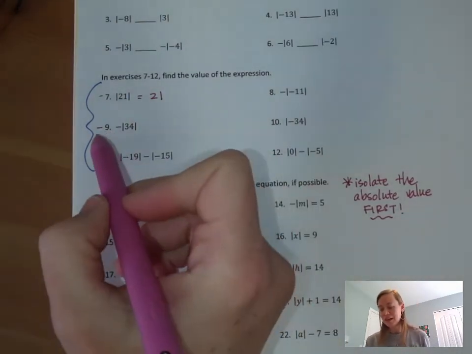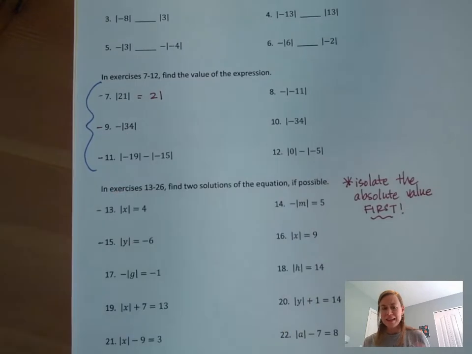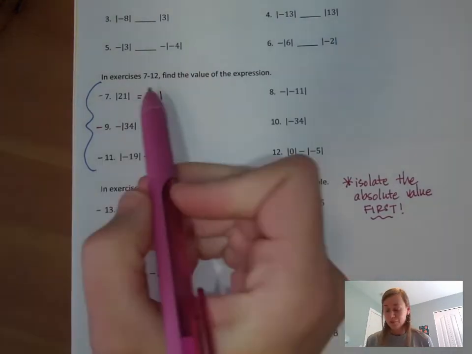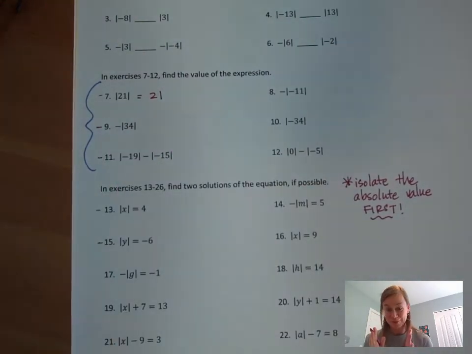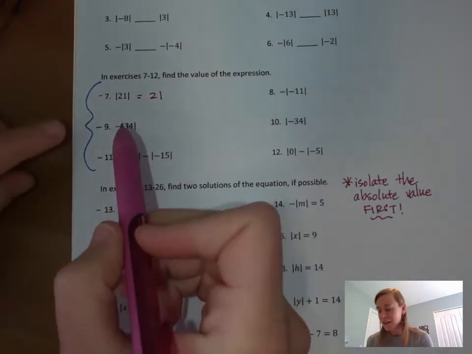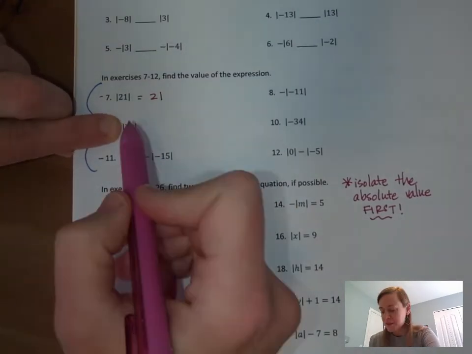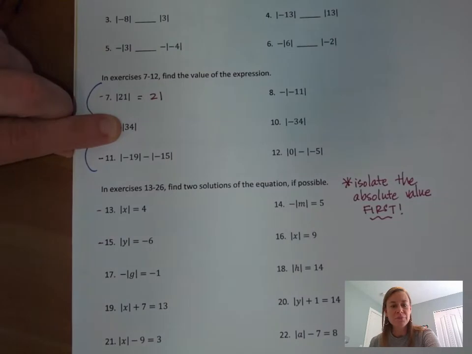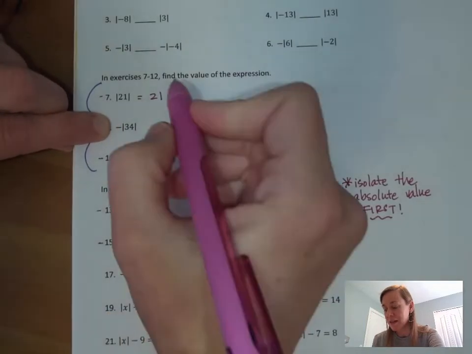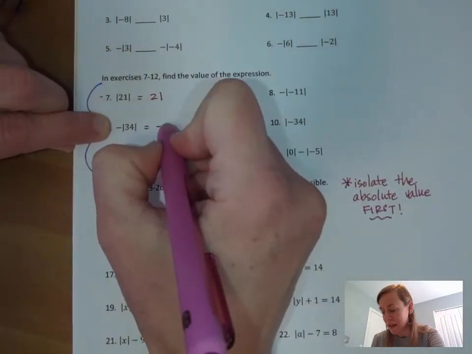What if we have the negative absolute value of 34? So the first thing we want to do here is figure out the absolute value itself. So I'm just going to cover up everything in front of it. So what's the absolute value of 34? It's 34, right? Okay, now that we have that figured out, we're going to add the negative to it. And so that's going to be -34.